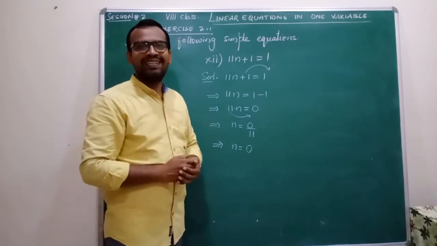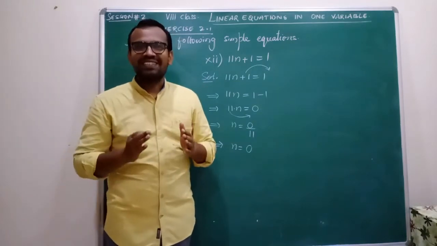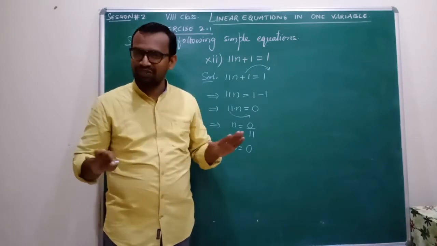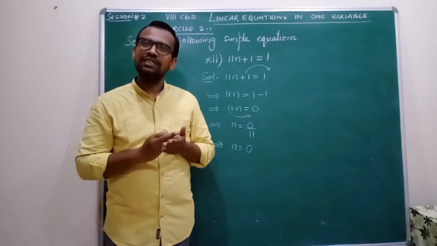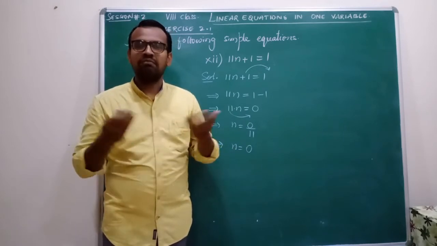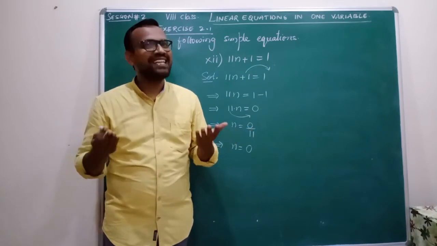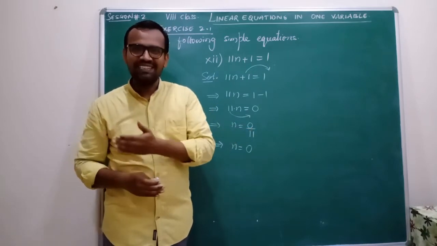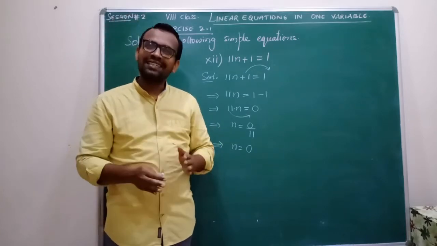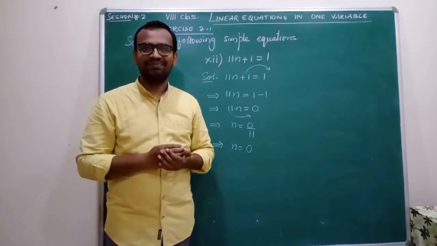0 by any number is 0. Why? Suppose your father has 0 chocolates with him. 0 chocolates. That means he has no chocolate with him, right? And he needs to distribute that to 11 members. How much will each one get? They get nothing. That means 0. So 0 by 11 is 0. Or simply, 0 by any number is 0.